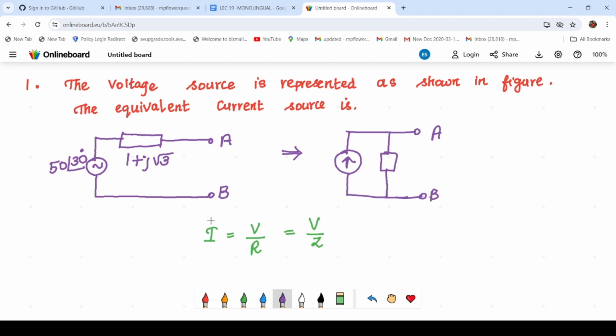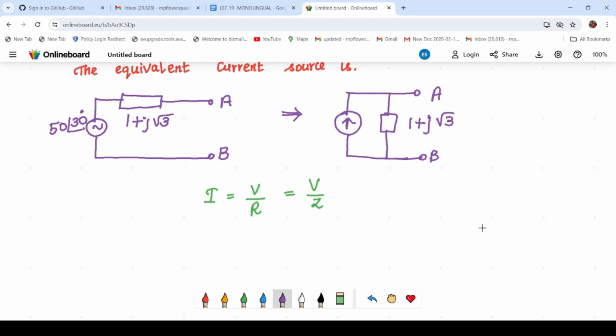First, we are going to find out I. There is no change in impedance, that is 1 plus j root 3. But we are going to find out the current I. So to find out current I, what do we have to do? We have to substitute the voltage value. So what is the voltage? 50 angle 30. And divided by, what is Z? 1 plus j square root of 3.